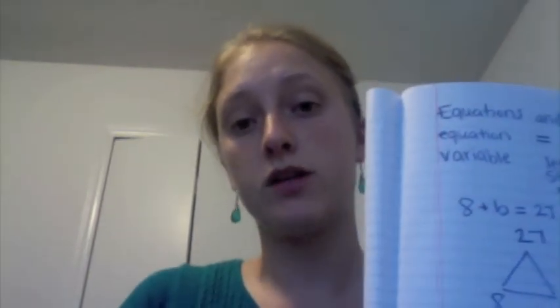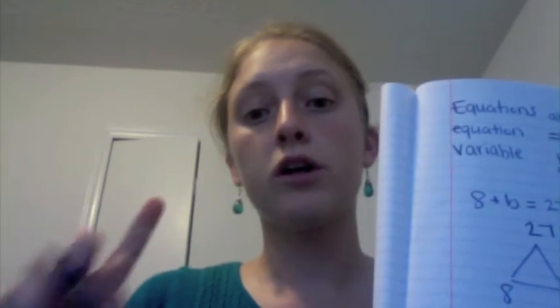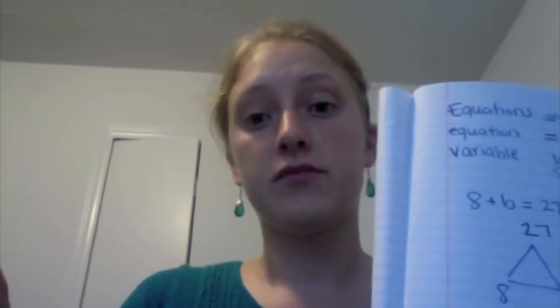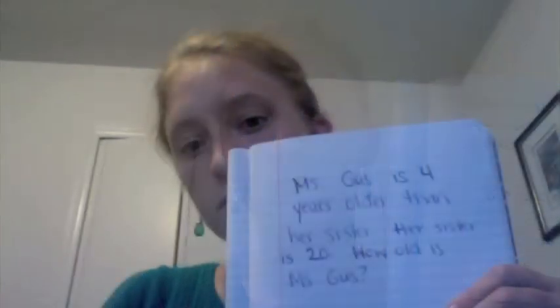All right. Moving along, what we're trying to figure out is how do we take a word problem and write an equation for it. So we're going to look at a word problem and then we're going to see if we can write the equation. All right, so here's our word problem. Miss Gus is 4 years older than her sister. Her sister is 20. So how old is Miss Gus? Now I think you know the answer to this problem. It's a pretty easy one, but the point of the problem is not to figure out the answer, but to figure out what equation would match with it.